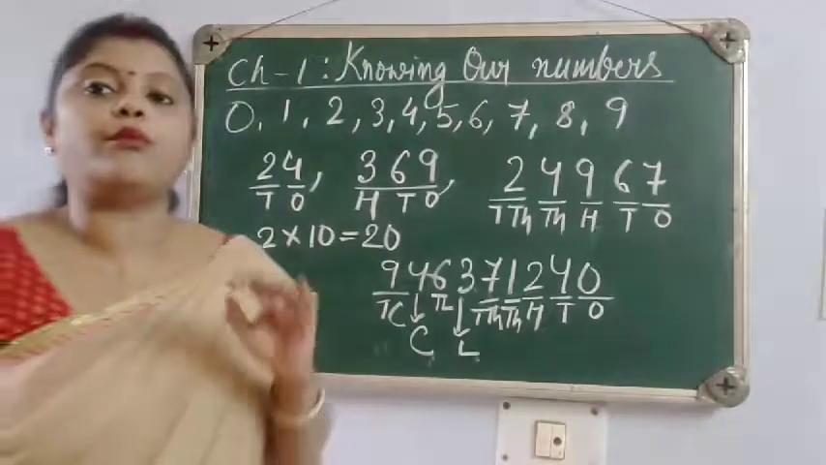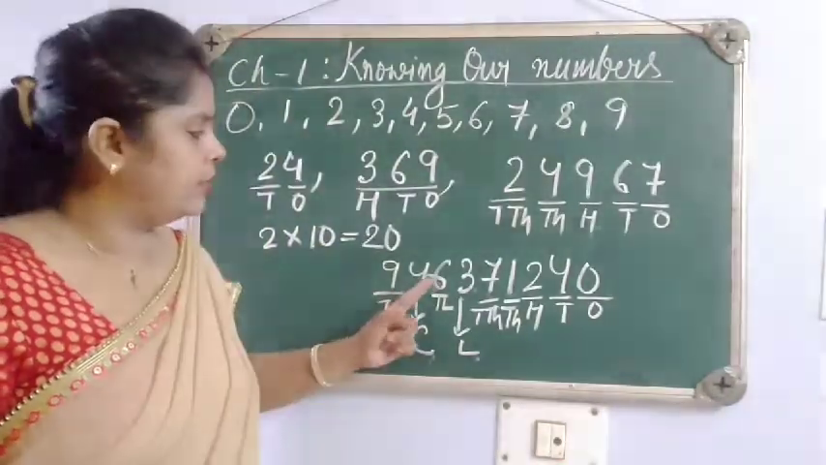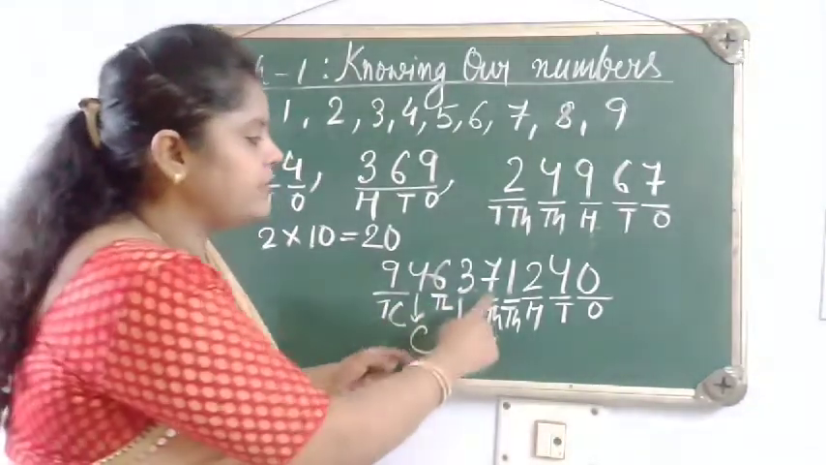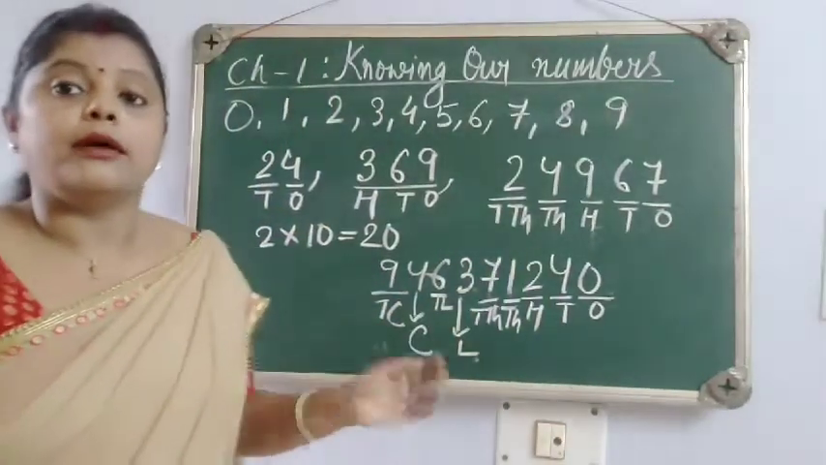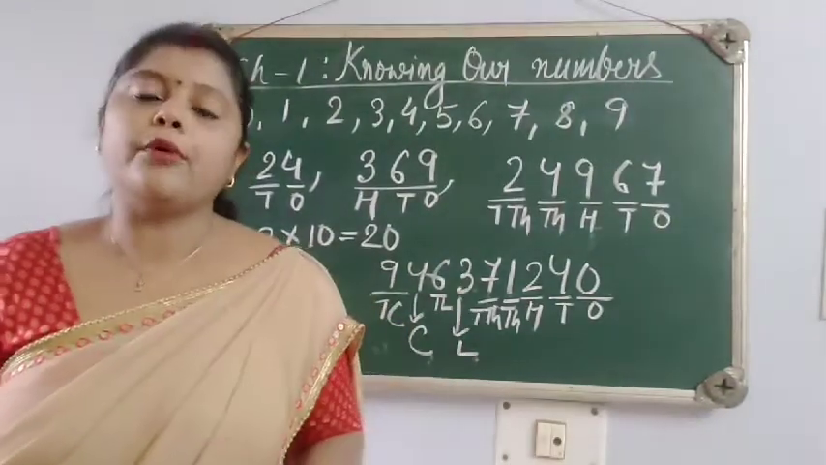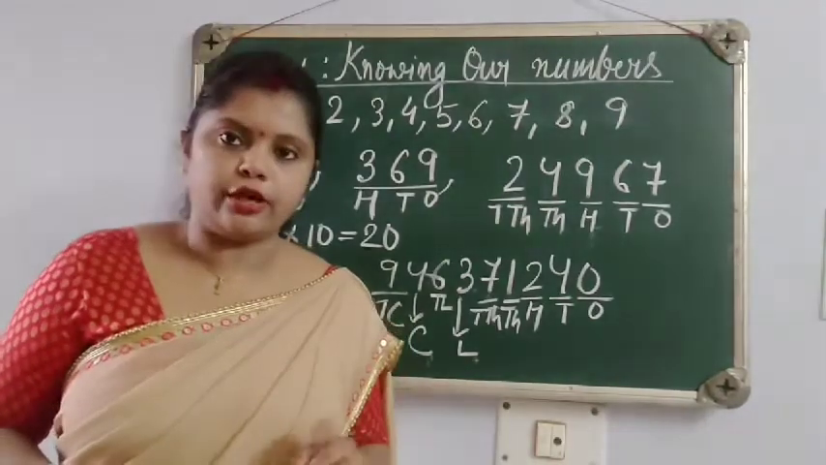So now let's see what number name we are getting. 94 crore, 63 lakh, 71,240. Big numbers, very important to understand the places which they are occupying.